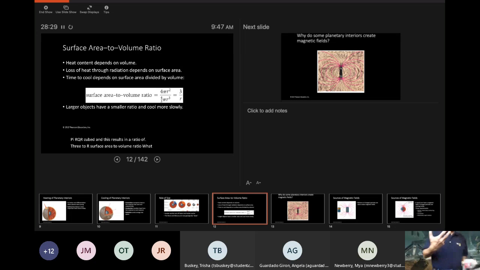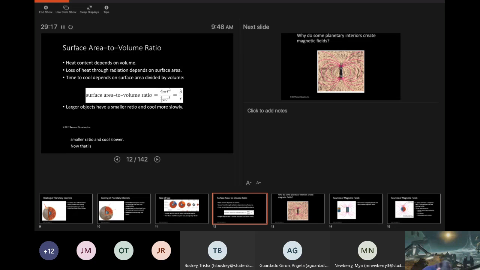What does it mean? Larger bodies lose heat slower. Smaller bodies lose heat faster. It's like putting me out in 20-degree temperature and putting a baby out in 20-degree temperature. The question is, who has the greater surface area? And the answer is me. And so because I have a greater surface area, it's going to take longer for me to radiate out heat, whereas with the baby, it just goes boom and it's gone. The upshot of this is that larger objects have a smaller ratio and cool slower.